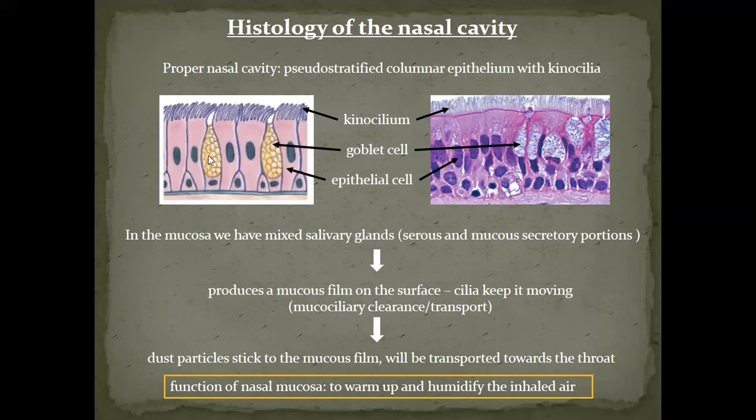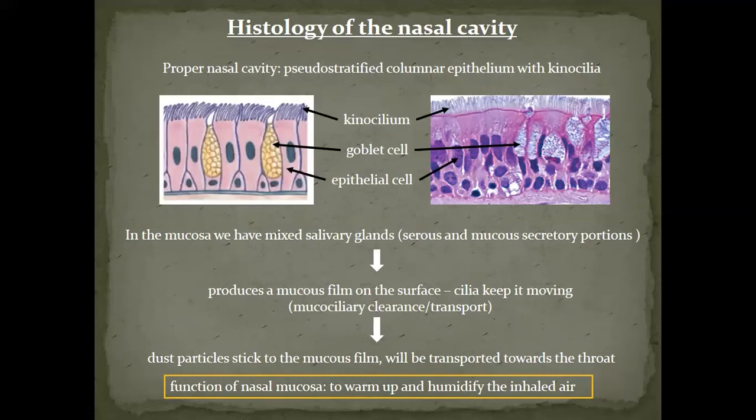They produce mucus on top of the epithelium. So these goblet cells and the seromucous glands, which are found below the epithelium, will produce a mucus layer on top of the epithelium. And the kinocilia, as they are movable structures, can move this fluid film on top of the epithelium. This is the so-called mucociliary clearance or mucociliary transport.